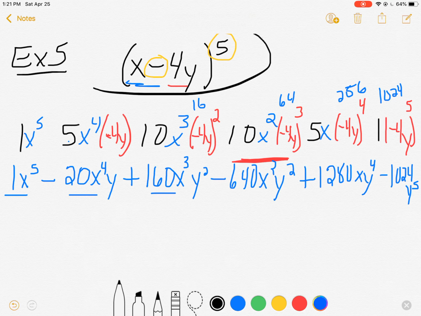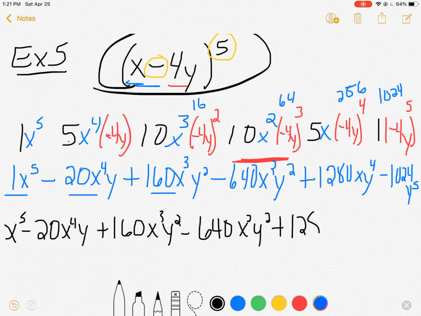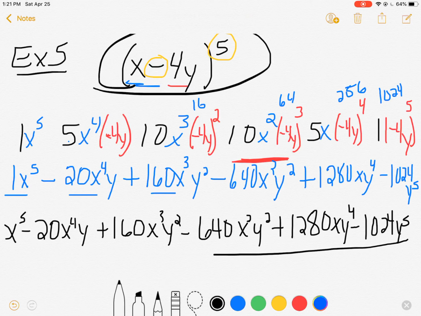So when you take x minus 4y and you raise it to the fifth power, you get x to the fifth minus 20x to the fourth y plus 160 x to the third y squared minus 640 x squared y squared plus 1,280 x y to the fourth minus 1,024 y to the fifth. There's my final answer.